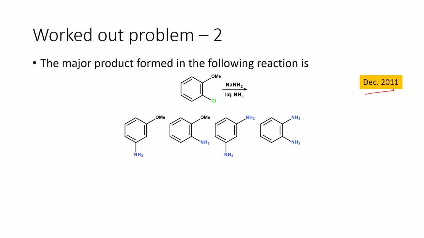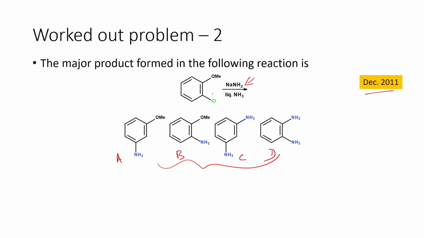This problem appeared in December 2011. Here we are asked for the major product formed in the following reaction. A chloroanisole derivative is given. This is treated with sodamide in the presence of liquid ammonia. We have four different products that may be formed, which we can call A, B, C and D.